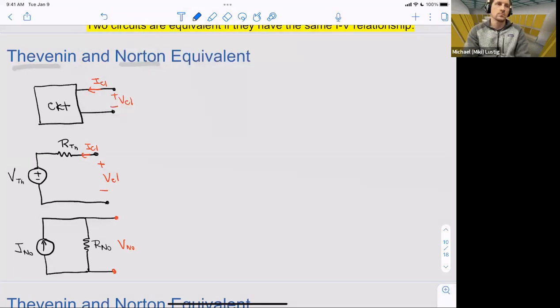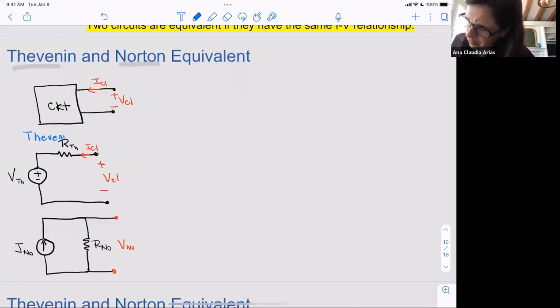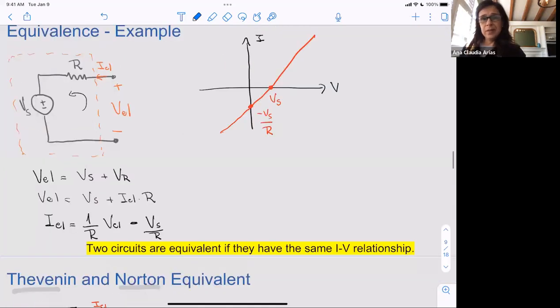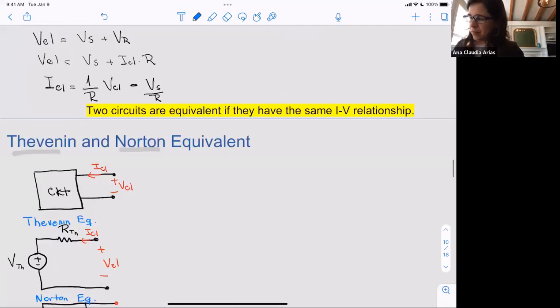This is the Thevenin equivalent, and this is the Norton equivalent. Okay, now let's see how they are useful for us. I know that for the Thevenin equivalent, we already know how to build the IV curve. Why? Because we just did it. Okay, I will actually do somewhere else so that we have space here. It's what we did right here, right? But now I just have different names for it.